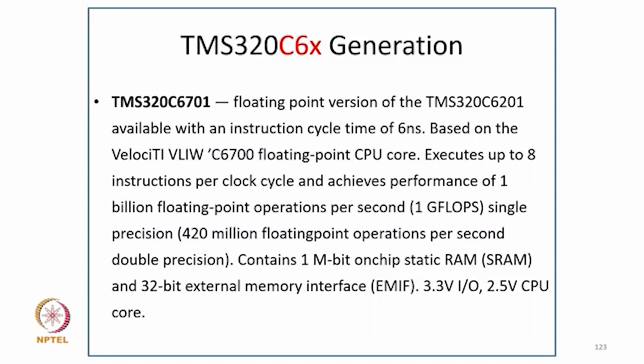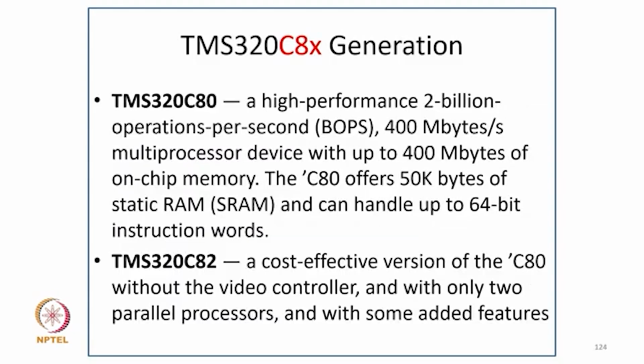So TMS320C6701, the floating point version of the TMS320C6201, available with an instruction cycle time of 6 nanosecond based on a VelociTI C6700 floating point CPU, executes up to 8 instructions per clock cycle and achieves performance of 1 billion floating point operations per second, single precision, 420 million floating point operations per second, double precision. Contains 1 megabit of on-chip static RAM and a 32-bit external memory interface with 3.3 volt input output and 2.5 volt CPU core.